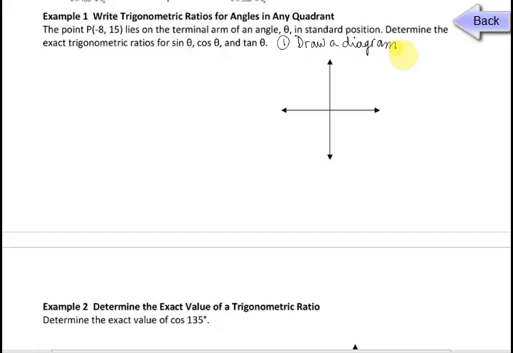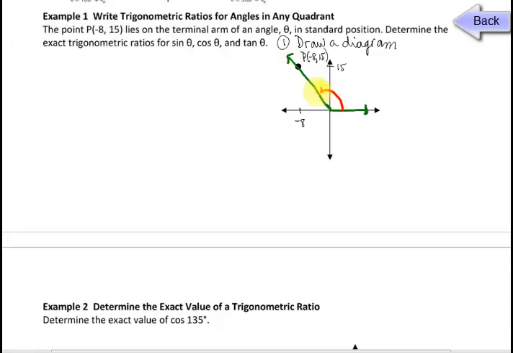Okay, of our angle in standard position. So we know that we have a point where x is negative 8 and y is 15, so we'll estimate that it is around here. Okay, so P(-8, 15). We want to draw our angle in standard position, so we will draw in our initial arm, and then we will draw in our terminal arm and make sure it goes through your point P.